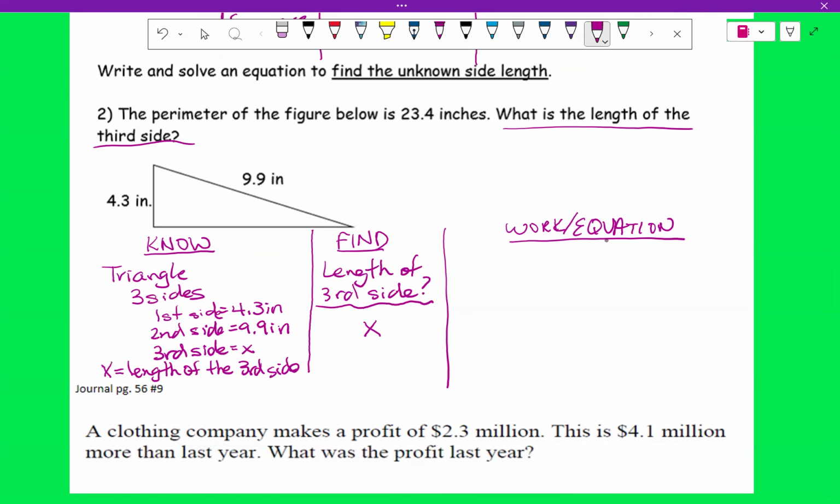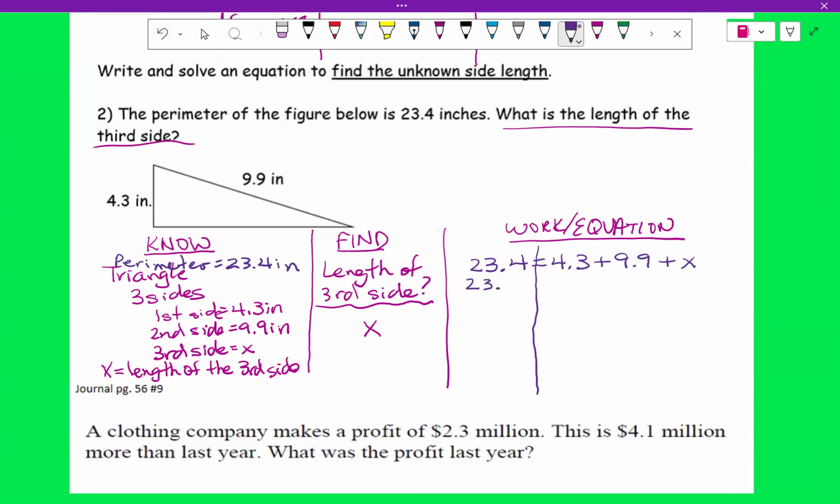Okay. Is there anything else that we know? Well, sure. We know that the perimeter is 23 4/10 inches. Our perimeters are total, so we know that has to go on one side of our equation like we did with the square above. So that's our perimeter, and that's going to equal the sum of our 3 sides. So our first side plus our second side plus our third side. Don't forget that third side, which is X. We'll draw our line down our equal sign to keep ourselves organized.